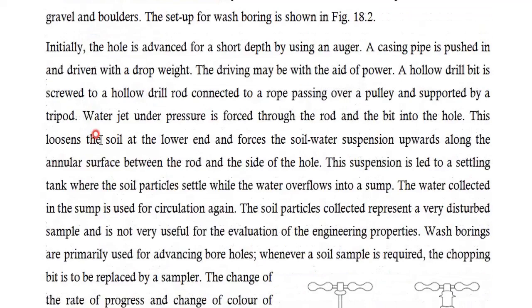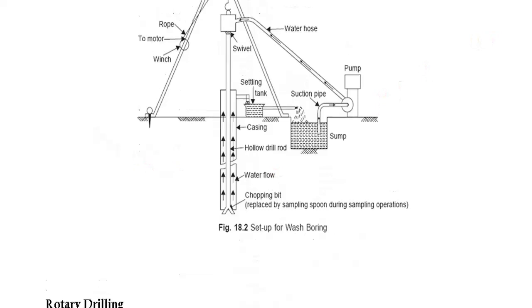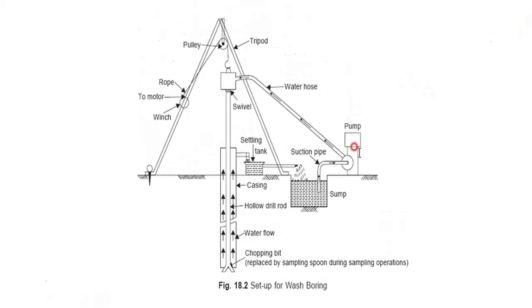And wash boring technique. This wash boring technique also gives you a disturbed soil sample. You can see the figure here. Here one casing is there. We'll go one by one. Here the chopping bit is there. Chopping bit means a sharp edge will be there, and it will vibrate and hit the ground here. And water flow is there.